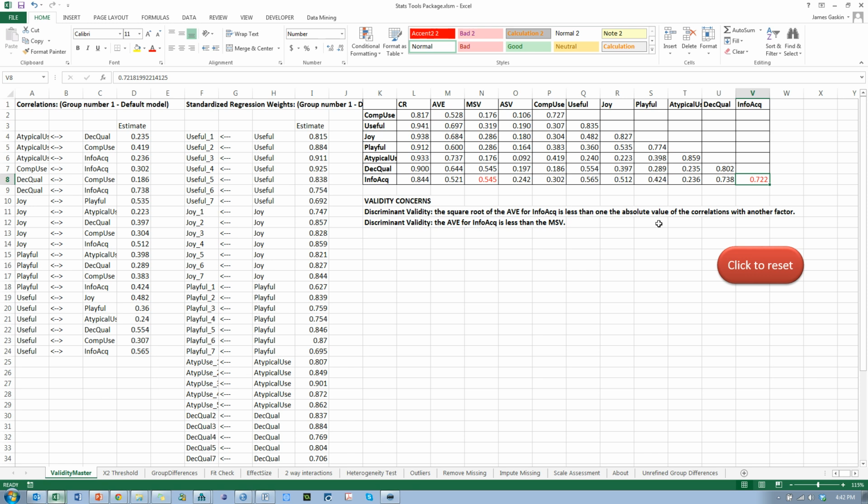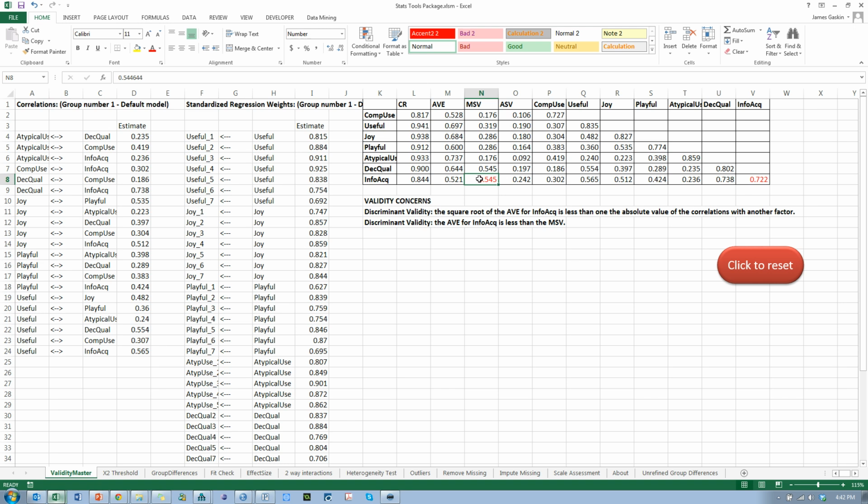It's great everywhere else. Let me show you. It's CR right here. Composite reliability, sort of like Cronbach's alpha but more reliable, is 0.84. It needs to be above 0.7. That's fantastic. Its AVE is above 0.5. I mean, it is convergent. It is a good factor. It's just not discriminant. Its maximum shared variance, MSV, is greater than the AVE. So it shares more variance with decision quality than it shares with itself.